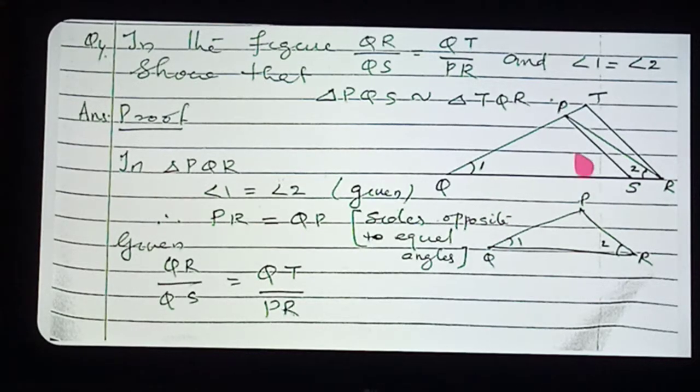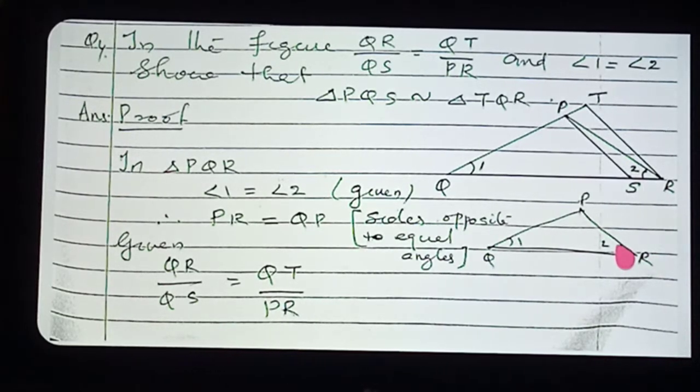first of all you take this angle 1 and angle 2 equal, given. Angle 1 and angle 2 are equal, given. Angle 1 and angle 2 equal means that its opposite sides are equal. See here, angle 1 is this one, angle 2 is this one.